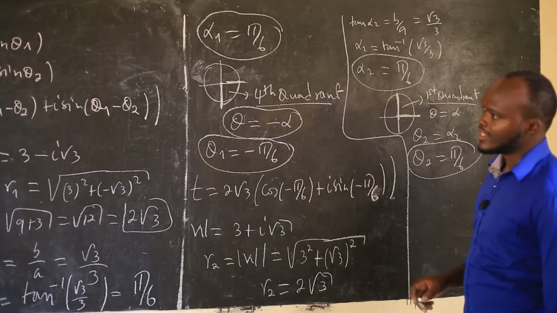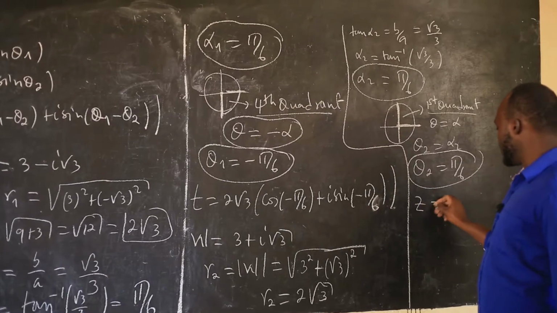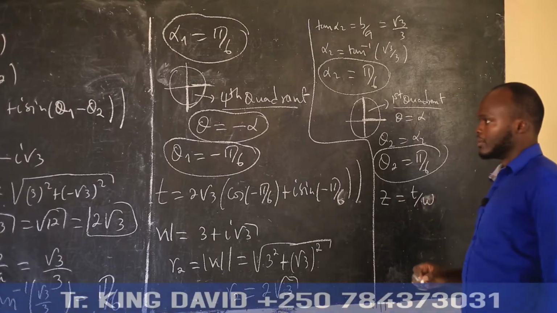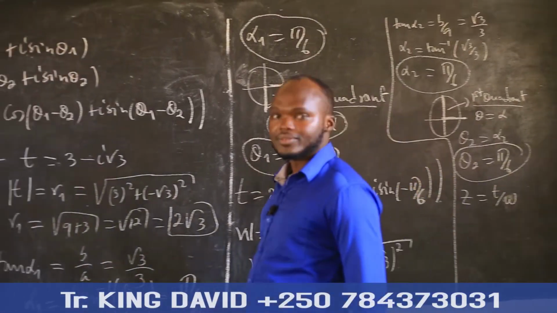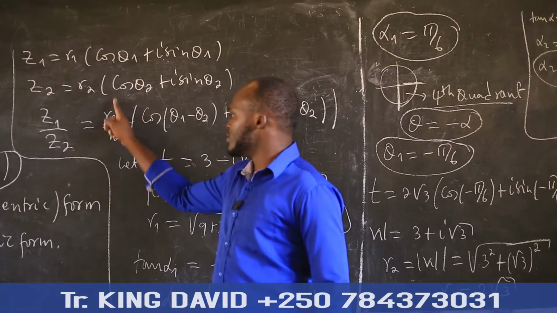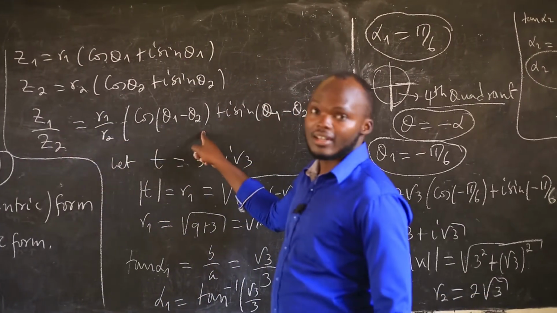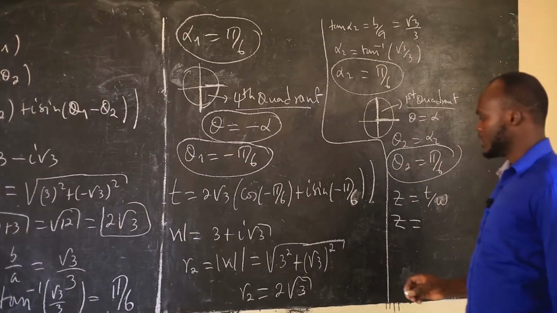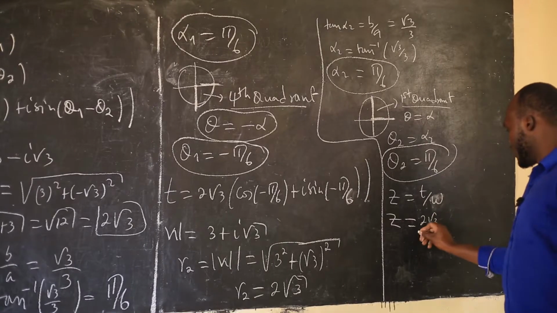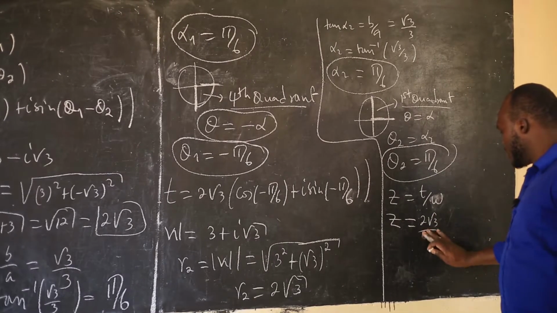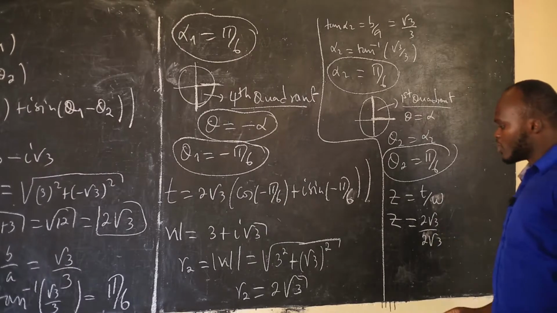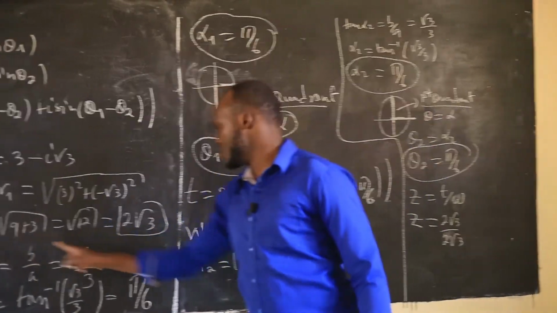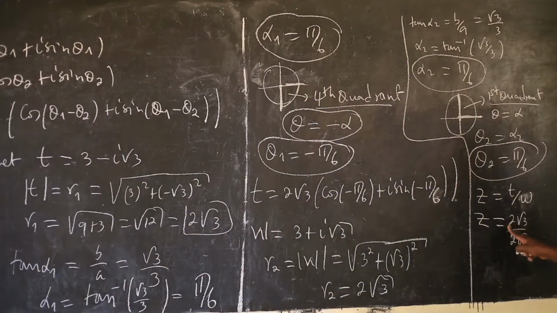Then from there, what is Z? Z equals Z1 over Z2. Remember, when you divide Z1 over Z2, you divide the moduli and you subtract the angles. So our Z in polar form equals 2 root 3 over 2 root 3, because R2 is 2 root 3, and R1 is also 2 root 3. That's why I'm taking 2 root 3 divided by 2 root 3.